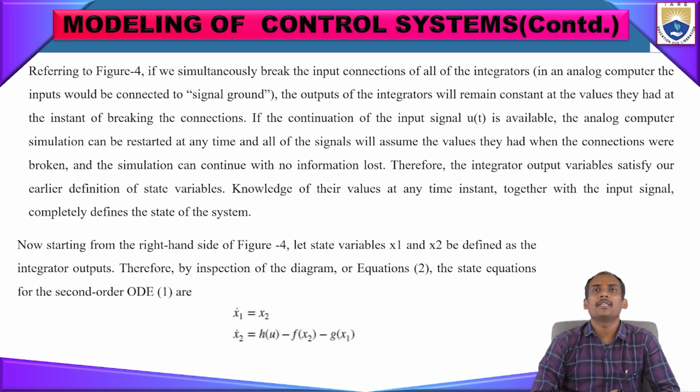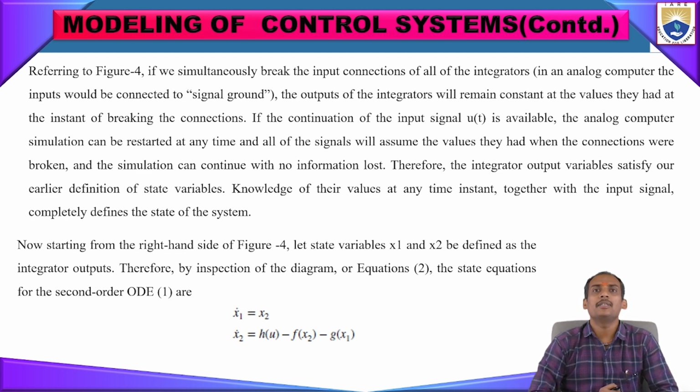So if the continuous input signal is available, the analog computer simulation can be restarted at any time, with all signals assuming the values they had when the connections were broken, and the simulation can continue with no information loss. Therefore, the integrator output variables satisfy our earlier definition of state variables. Knowledge of their values at any time instant, together with the input signal, completely defines the state of the system.